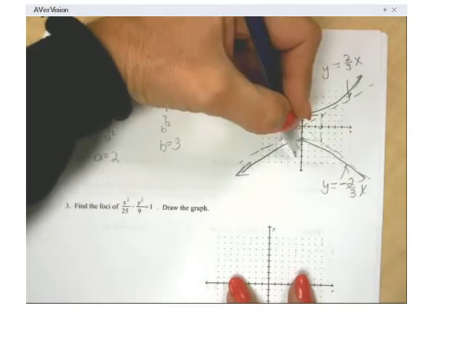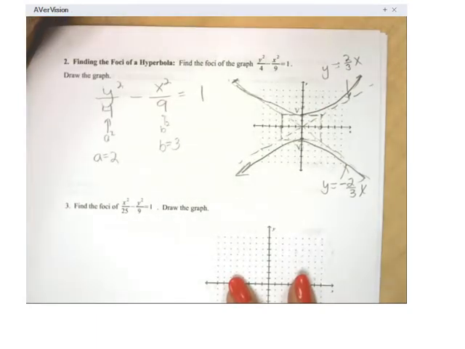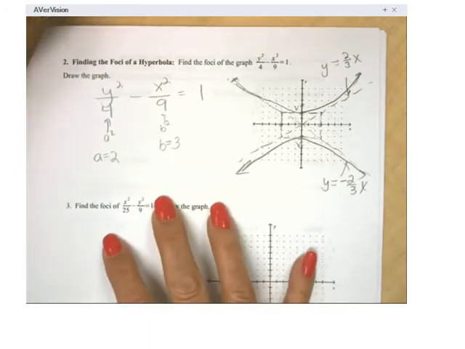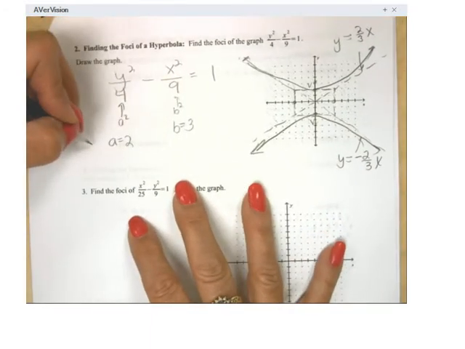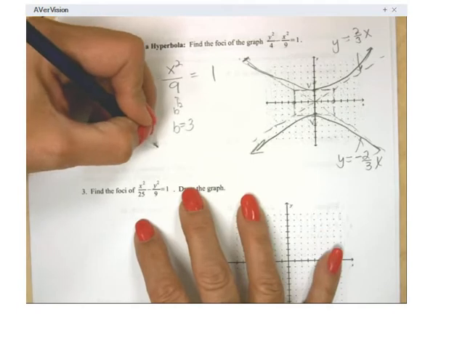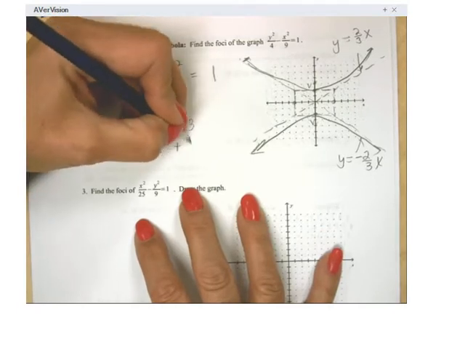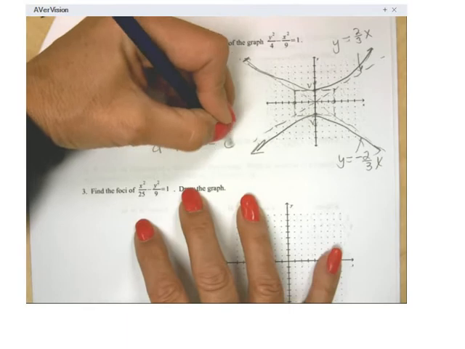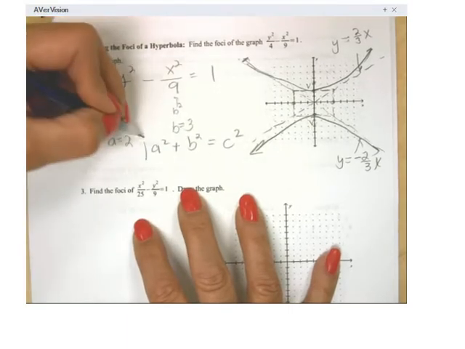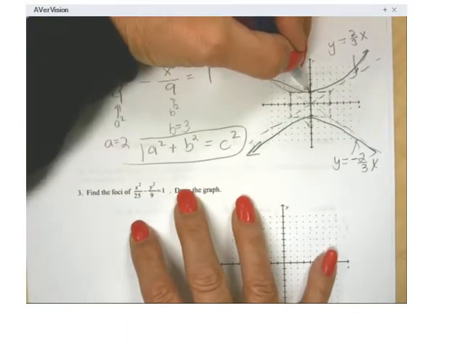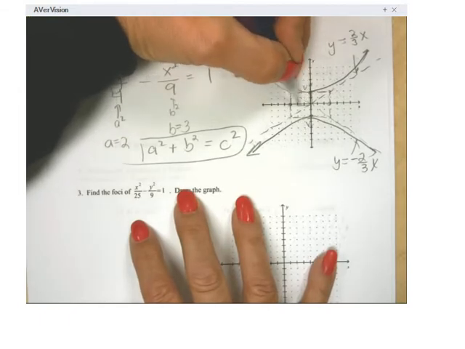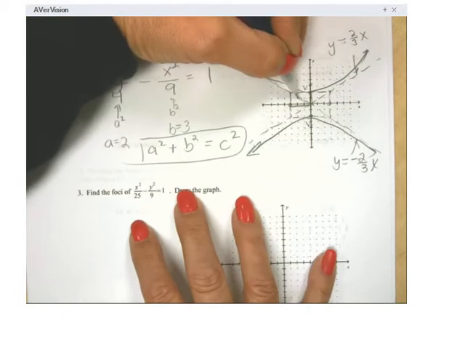Now, the foci, just like in a parabola, we can kind of think that the hyperbola is going to hug the foci or the focal point. And so there's going to be a focus up here someplace and a focus down here someplace. And the relationship between these is, you're going to kind of like this one, that a squared plus b squared equals c squared.